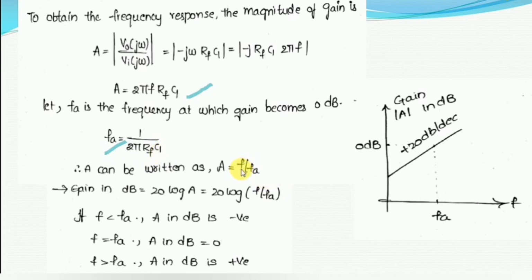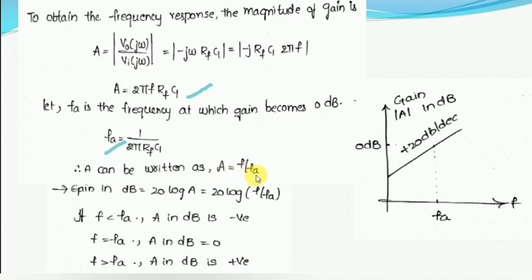Here the F value will be increased. If you observe from this graph, let us say that the F value is less than Fa, meaning the numerator frequency is less than the denominator frequency, then we can say that the gain is decreasing. At f is equal to Fa, the A value will be 1, so it represents a constant curve. At f is greater than Fa, the gain value will increase. This is a numerical value.